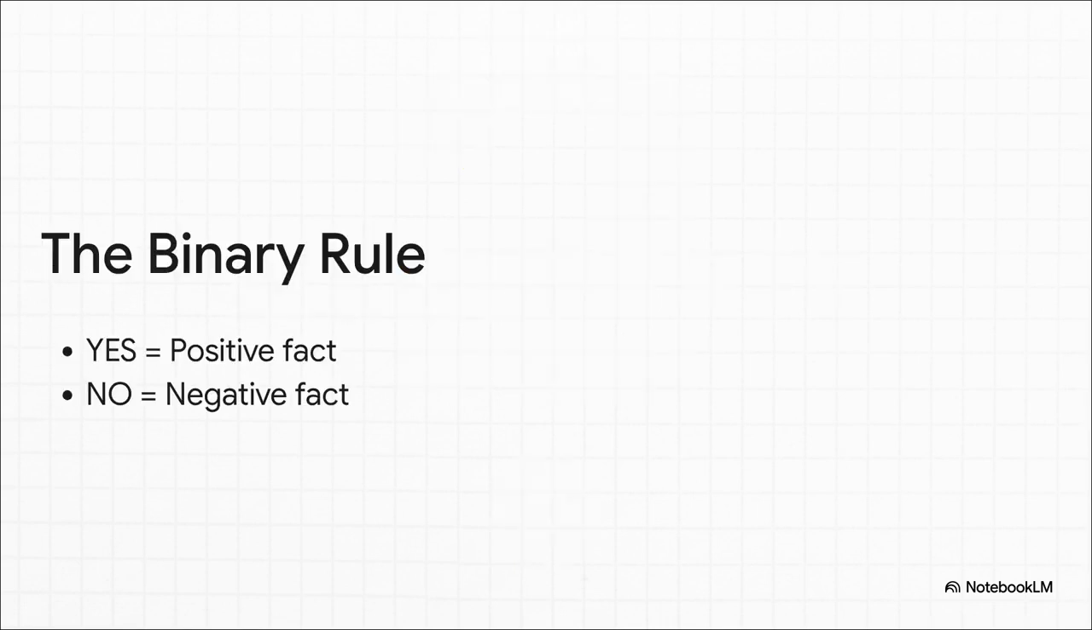To clear this up once and for all, we use what we call the binary rule. Just strip away all the conversational ambiguity and completely ignore the not in the question. In English, a yes answer always aligns with the positive reality of the action. So if the action happened, you say, "Yes, I did." It simply means, "Yes, I was at the meeting." A no answer, on the other hand, always aligns with the negative reality. If the action did not happen, say, "No, I didn't." It means, "No, I was not at the meeting."